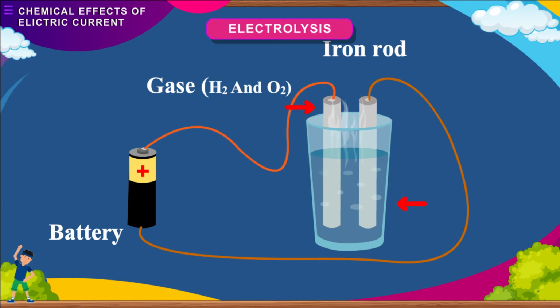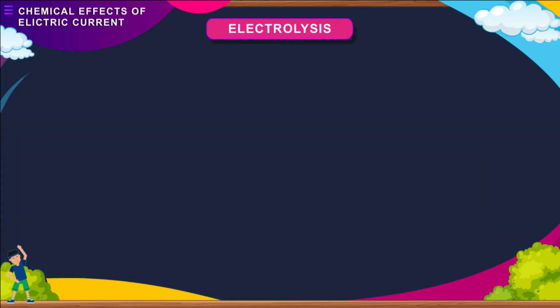The gases evolved are hydrogen and oxygen, because electric current breaks water into its constituent gases, hydrogen and oxygen. It shows that electric current has a chemical effect on water.